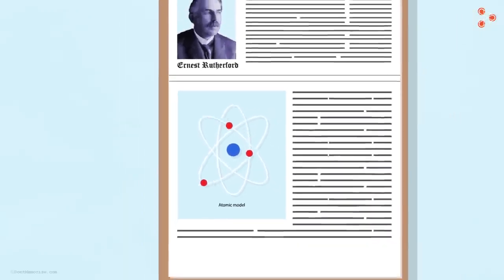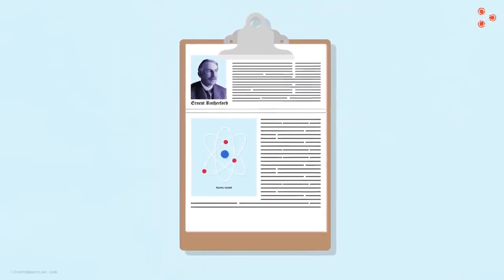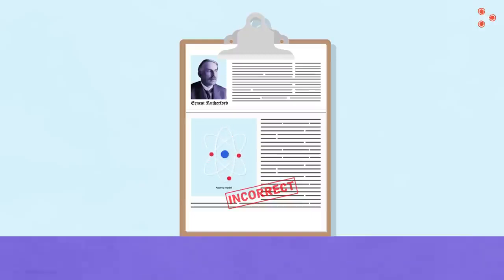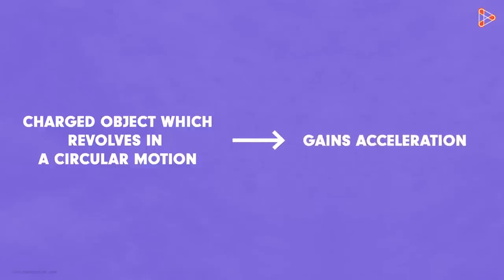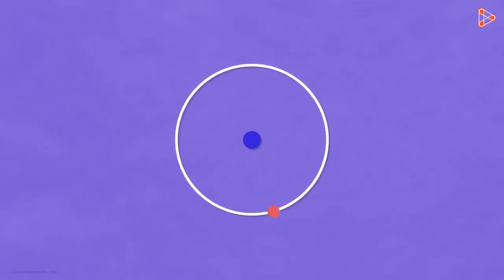Rutherford's atomic model was quite commendable when it came to explaining the structure of atoms. However, it was not very appropriate theoretically. And why are we saying so? We know that any charged object which revolves in a circular motion gains acceleration gradually. Similarly, if the electron is moving fast in a circular path, then it will also gain acceleration. And on gaining acceleration, it's bound to liberate energy in some form.